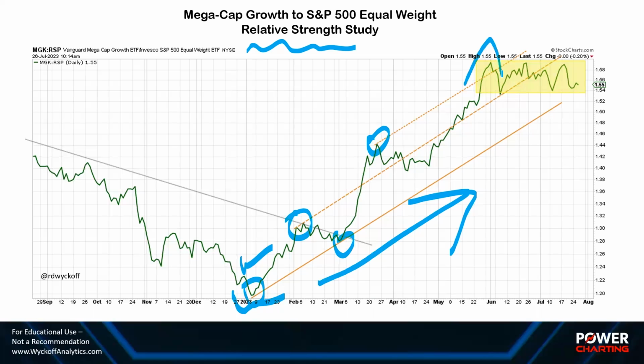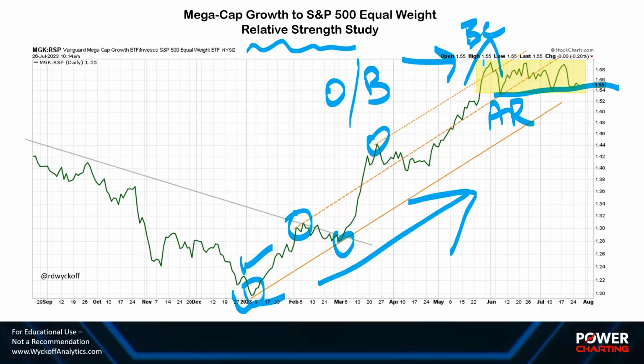And a throw over of this area is a classic overbought condition that often comes at the end of an upward trend. This is exhaustion. It's a form of a climax. It stops the upward trend. We call this a buying climax. And then we get what we call an automatic reaction. And that sets a range bound condition for, in this case, the MGK in relation to the S&P 500 equal weight. And so we see now that since the beginning of June, the mega caps are no longer outperforming.